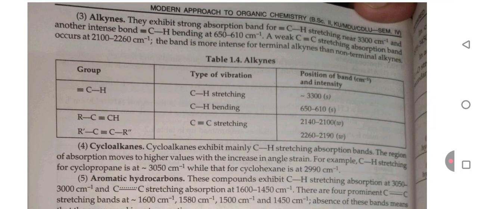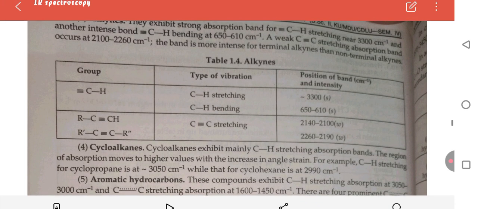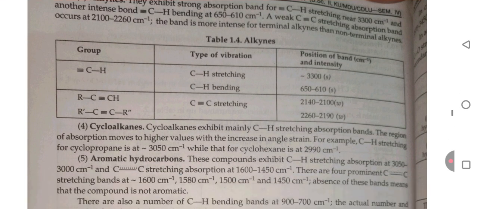Third, alkyne. They exhibit a strong absorption band for C-H stretching near 3300 cm⁻¹ and another intense band for C-H bending at 650 to 610 cm⁻¹. The C≡C stretching absorption band occurs at 2100 to 2260 cm⁻¹. The band is more intense for terminal alkynes than non-terminal alkynes.